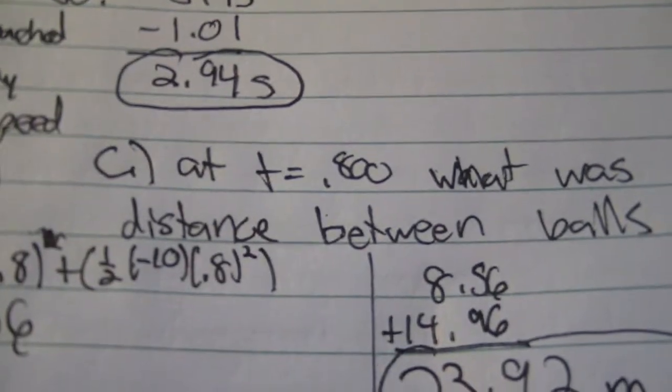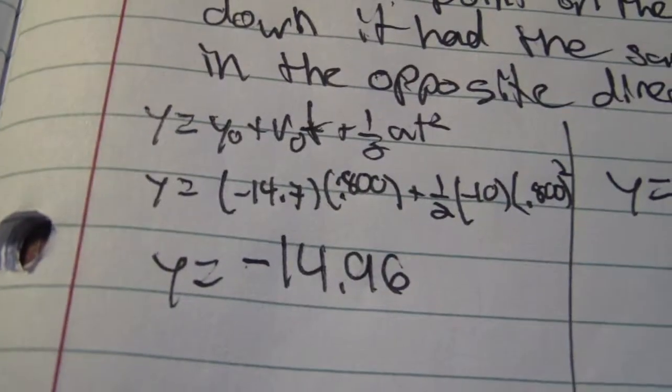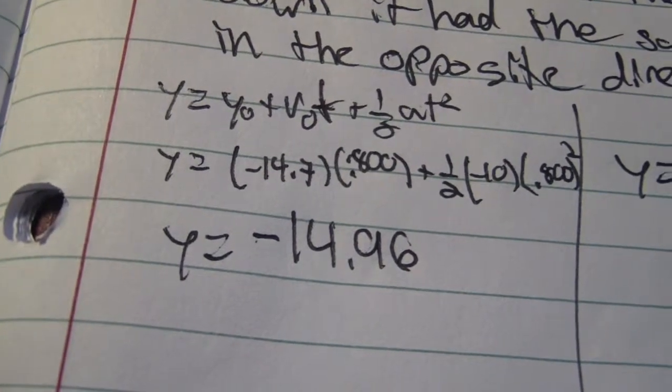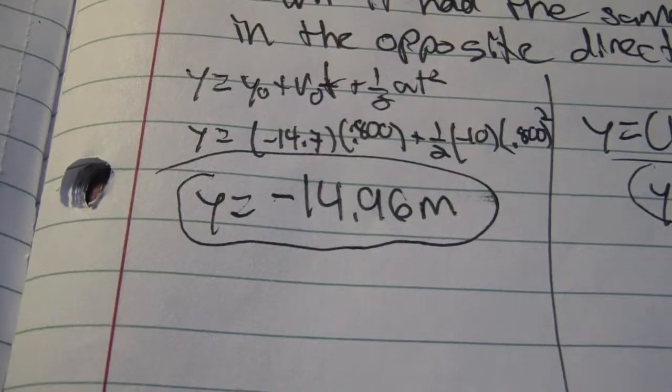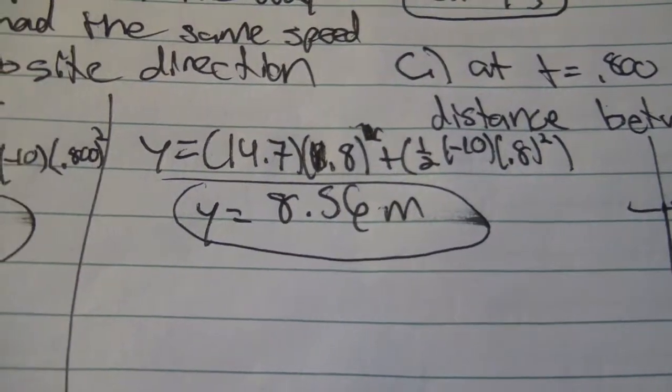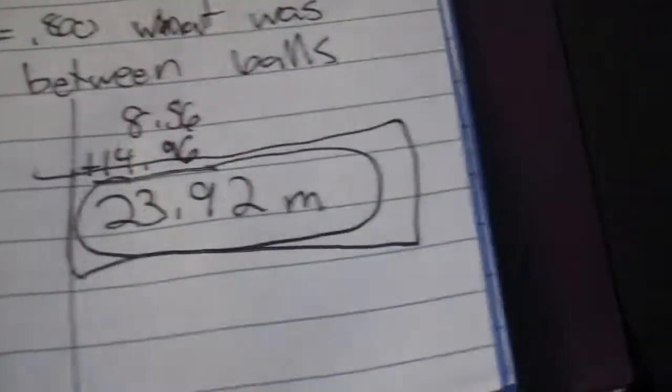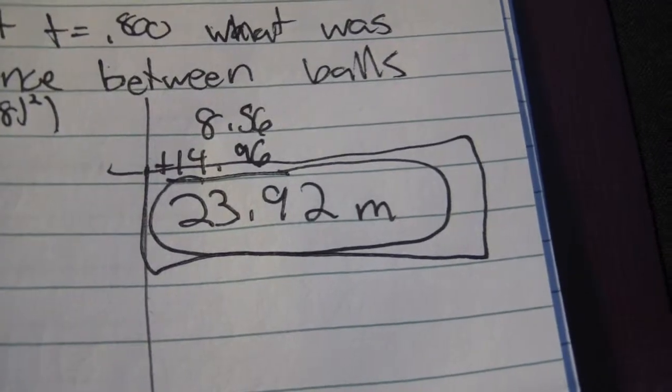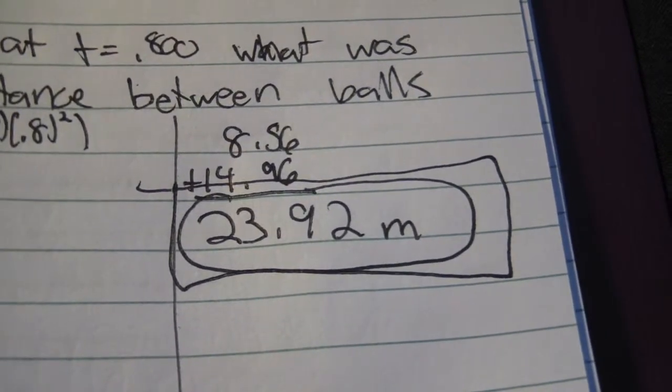The question is, at time t equals 0.8 seconds, what distance are the balls apart from each other? And plugging into the equation y equals y0 plus v0t plus 1 half at squared, we get the expressions y equals 14.96 meters, y equals 8.56 meters for the second ball. We add these together and get 23.92 meters. There! I can do that.